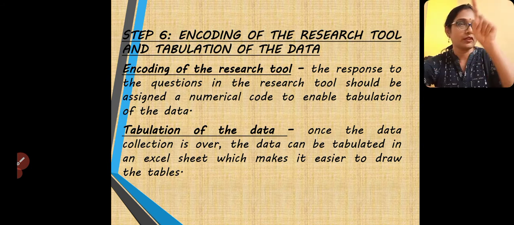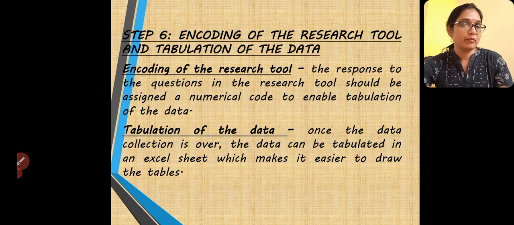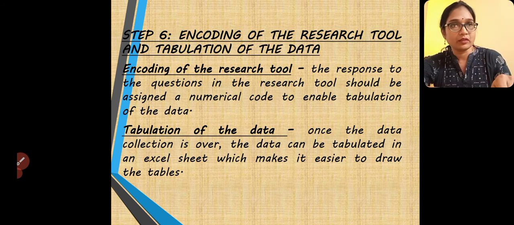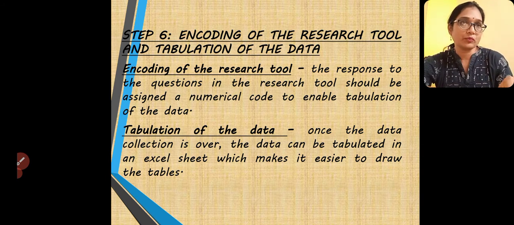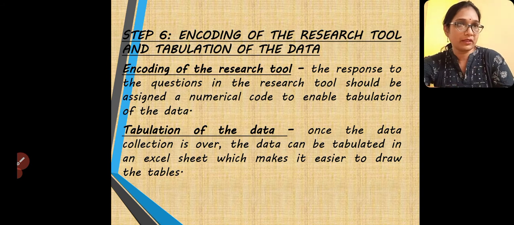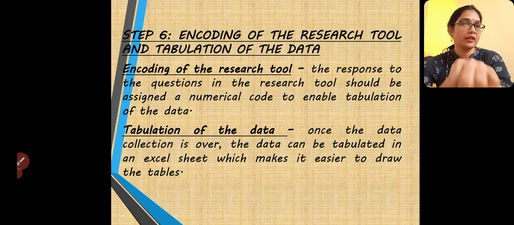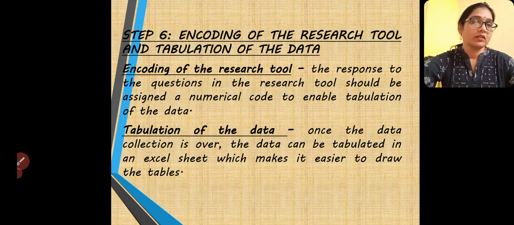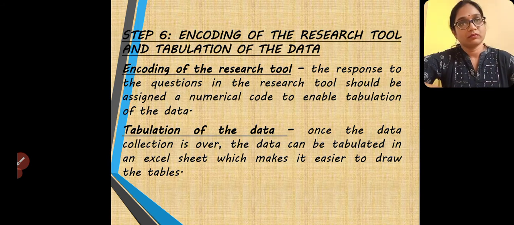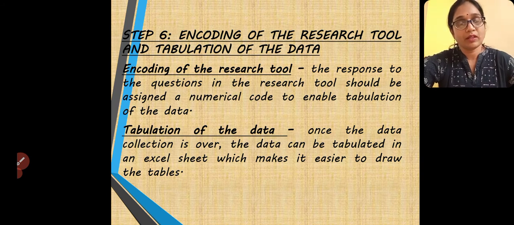Question number 1, respondent number 1. Suppose it is gender and it is male, then you write the response as 1. If it is female, you write the response as 2. An Excel sheet is just like a maths notebook, with so many boxes. For each question and respondent, you can write the response. It is very simple, and if somebody has not understood it, I can explain it again at a later stage.